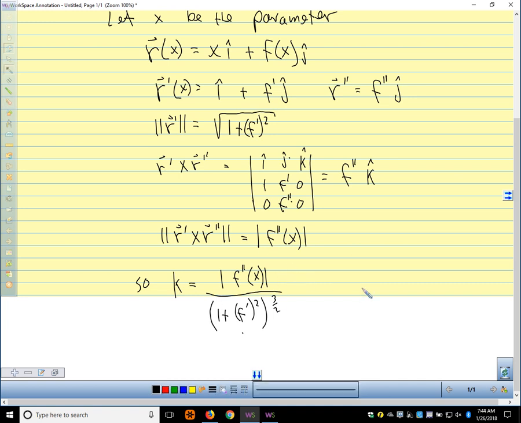All right, so this gives us a way to find the curvature in the plane a little more compactly than our other method. All right, questions there? Okay, the next thing I want to talk about is a little bit more about the geometry of curvature.